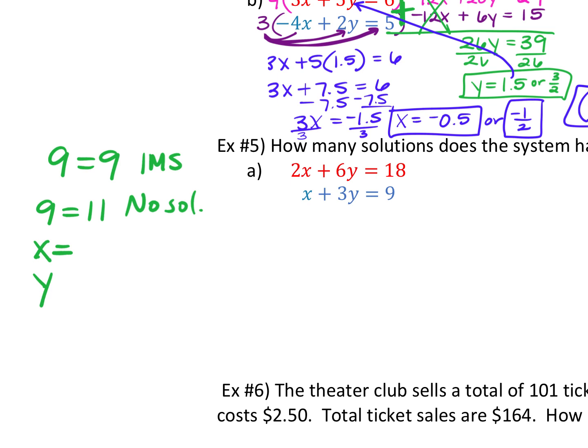Anyway, if you get x equals or y equals, how many solutions do you get? 1 solution.